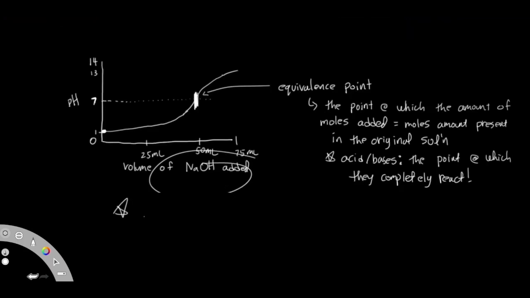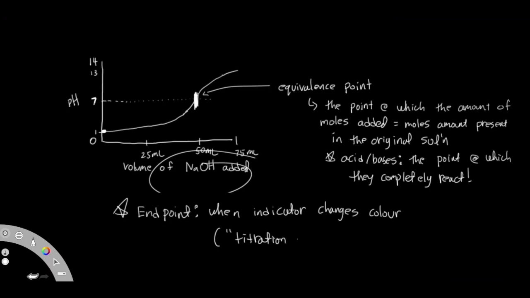I also want to add down here, there's another term you should know. It's something called the end point. Okay, so what is the end point? It's when we have an indicator that changes color. So whether that's phenolphthalein, whether that's bromothymol blue, etc. Whenever this indicator changes color, this at this point means that the titration has stopped, because of course we've gone past the equivalence point.